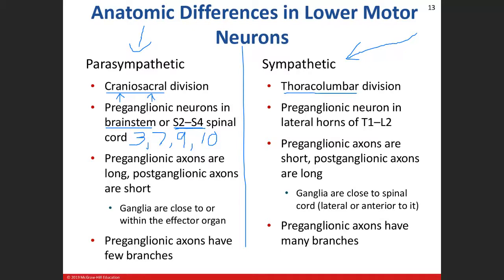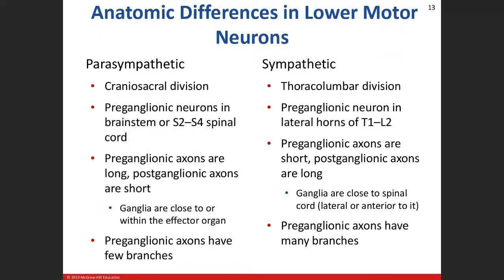So the general characteristics of the preganglionic axons in the parasympathetic nervous system: the preganglionic axons are long, very long. The postganglionic are short. I'm going to draw the heart here because that's the easiest thing for me to draw. Which means that the autonomic ganglia for the parasympathetic nervous system are going to be close to the effector organ.